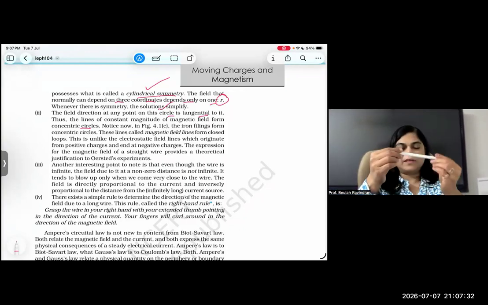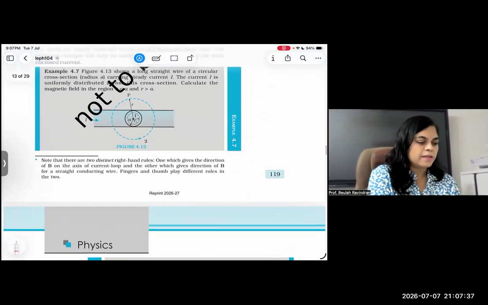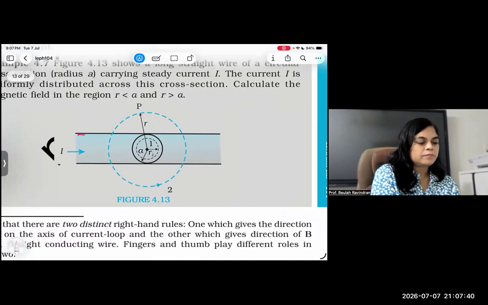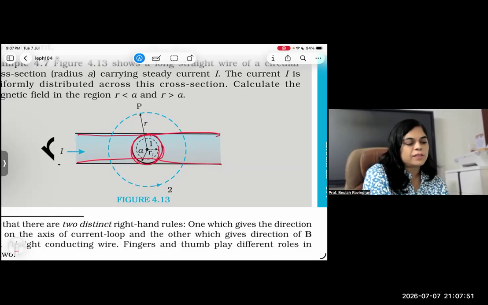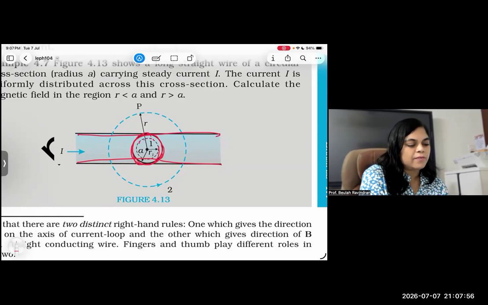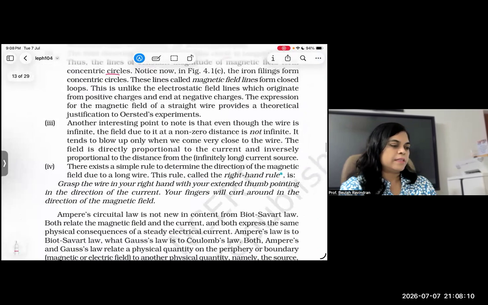Suppose this is a current wire. In the next one, we are going to see that. See here, this is a wire. It forms a concentric circle, right? So if you take a section, this is the Ampere loop. If you take a section of the wire, you can consider the Ampere loop inside the wire also, or outside the wire also. And then you see the magnetic field forms concentric circles. This is a very important point you have to understand.